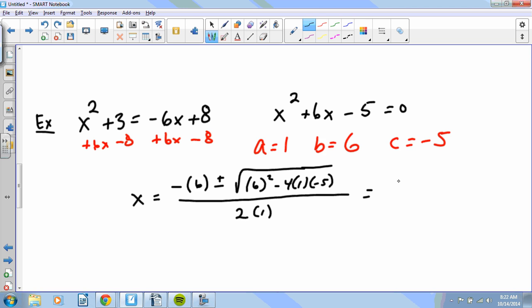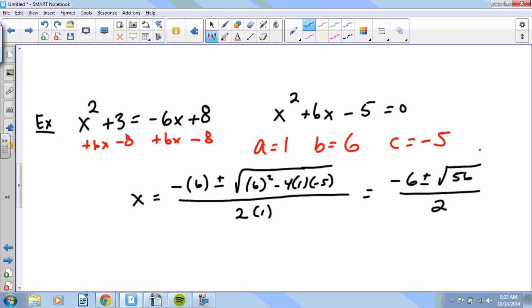Okay, well this gives me negative 6 plus or minus the square root of, let's see, 6 squared minus 4 times 1 times negative 5. We get a grand total of 56 all over 2.